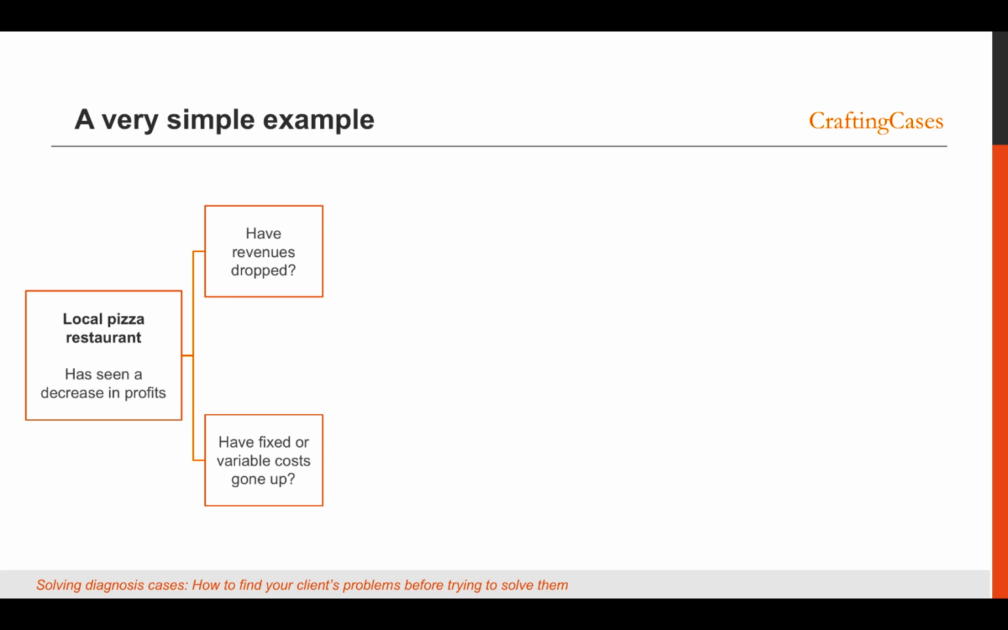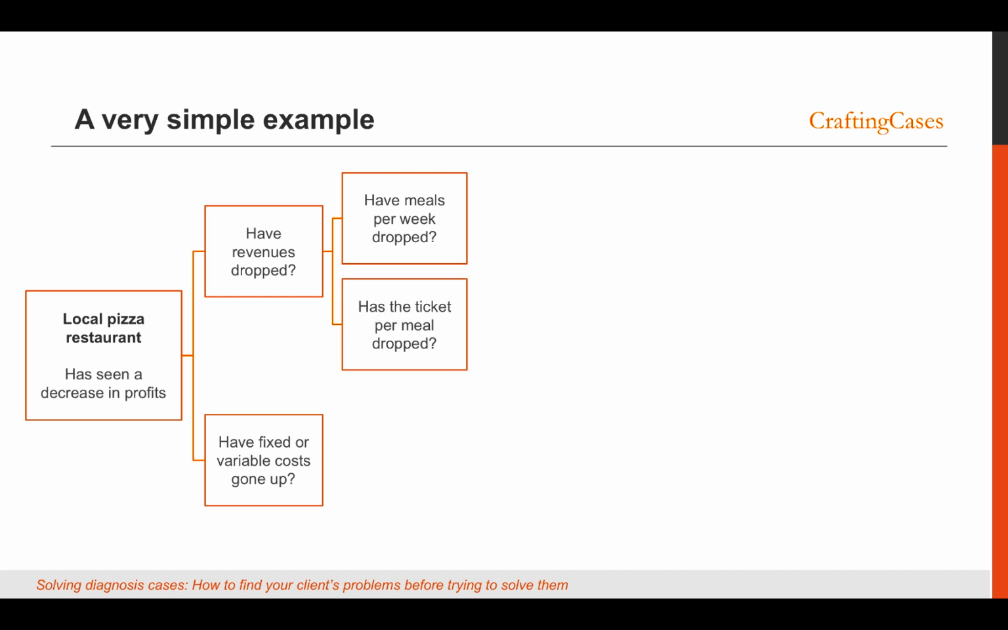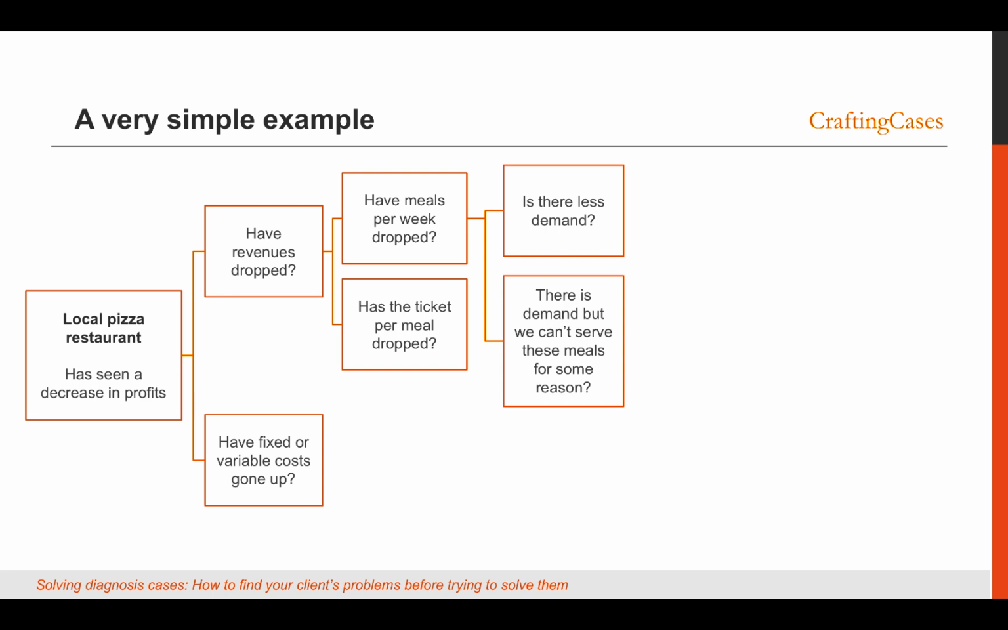So if it's a restaurant, I want to break down revenues into meals per week. Have meals per week dropped, or has the ticket per meal dropped? Let's say they tell me, well, meals per week have dropped. Okay, so is there less demand, or is it a problem that there is demand, but we can't serve these meals for some reason?